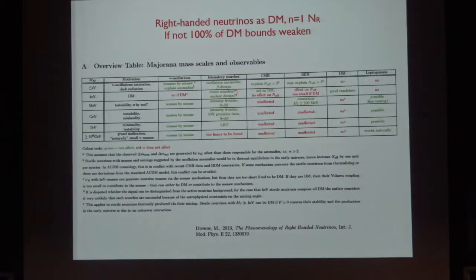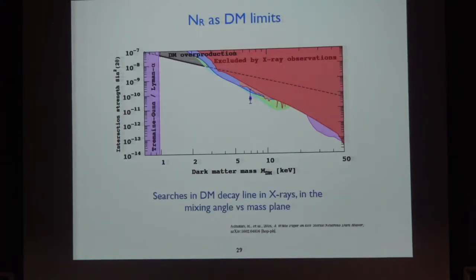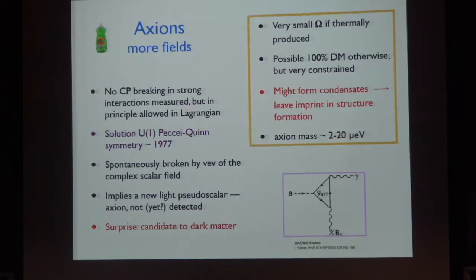complicated structure of the PMNS, or the mass matrices of the neutrinos, but basically more or less would be in that range. So they are constrained, and they are also constrained, with only one right-handed neutrino, by searches for decay lines in X-rays in the mixing angle versus mass plane. So this would be our allowed parameter space, and this would be the preferred line where we could have that neutrino I just showed. So that's adding more particles.